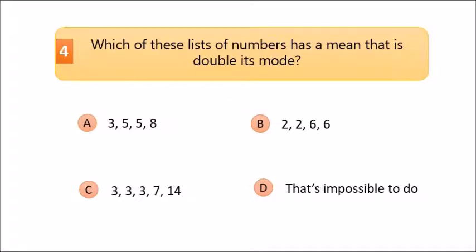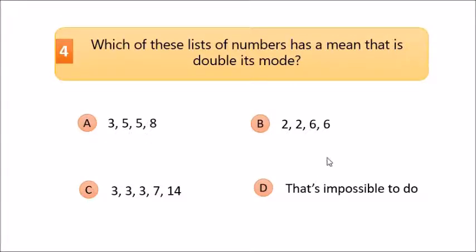Question 4. Which of these lists of numbers has a mean that is double its mode? So in this question, you have to recognize that the mean is when you add the numbers up and divide by how many there are. So in this first list, 8 plus 3 is 11, plus 10 more, that's 21. 21 divided by 4, well, that's an awkward number. 21 divided by 4 is 5 and a little bit, but the mode here is 5.